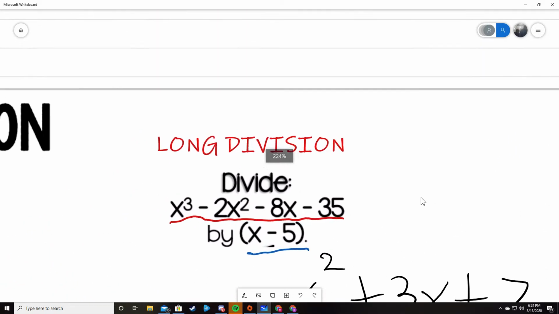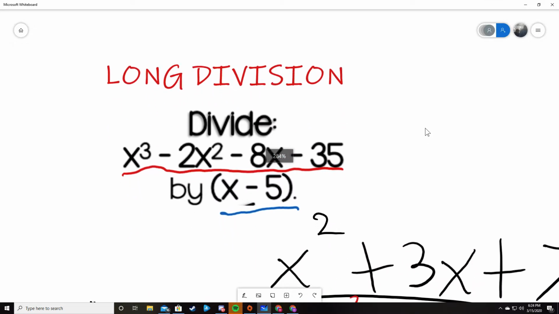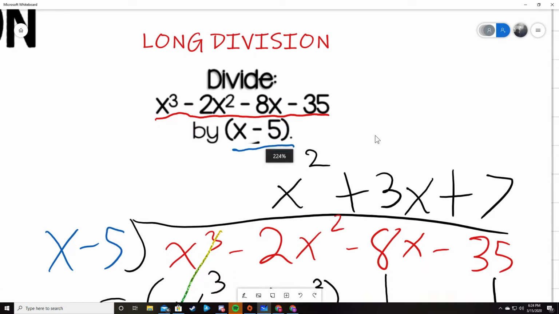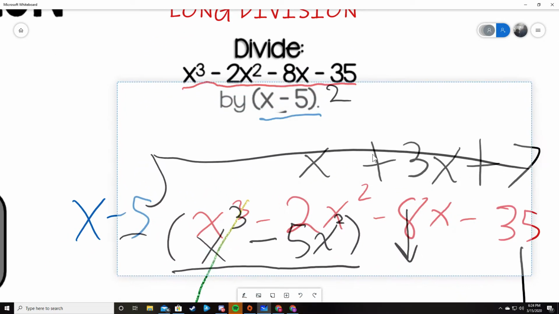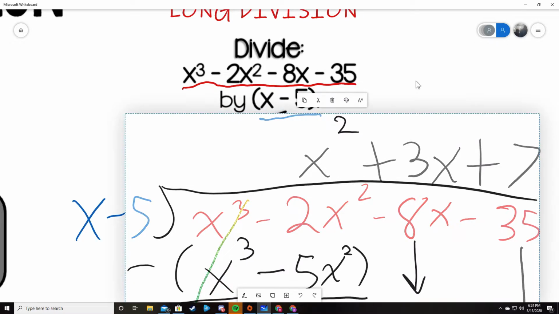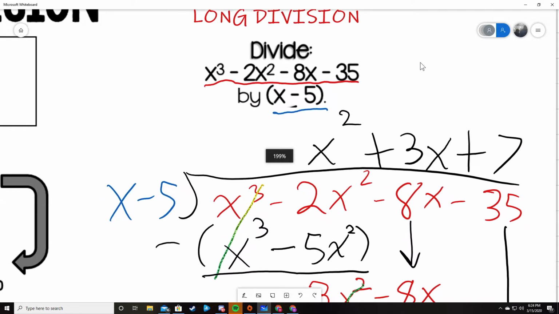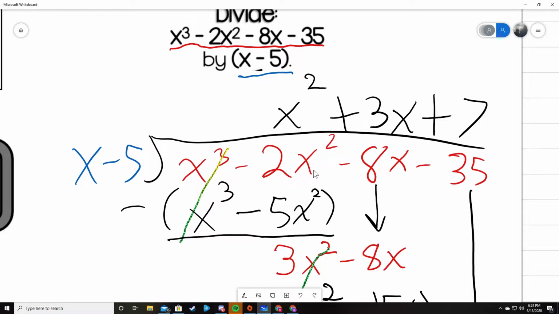So, first step, look at your problem. Here's our problem. We got x to the third minus 2x to the second minus 8x minus 35. And we're dividing that by x minus 5. So, first things first, we're going to go through and put everything that we got in our division. So we put our larger polynomial in red. This is underneath the house. The smaller polynomial in blue, that's on the outside.